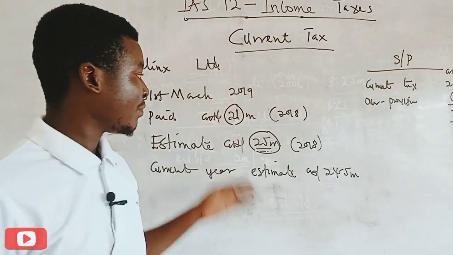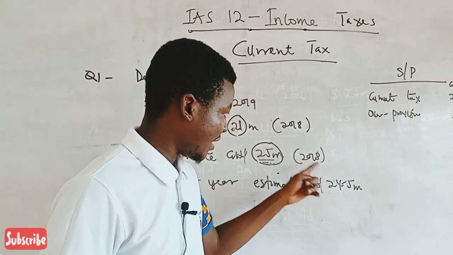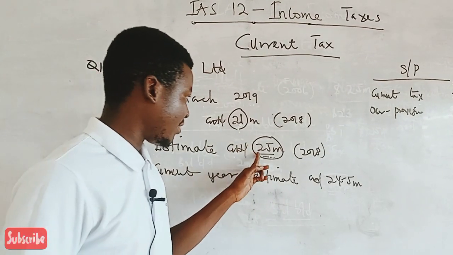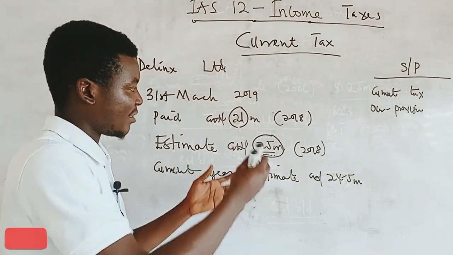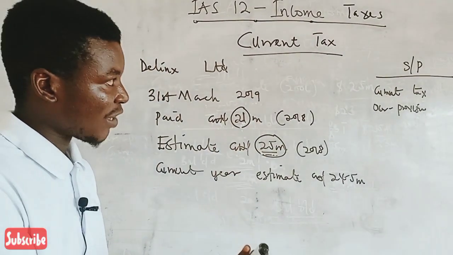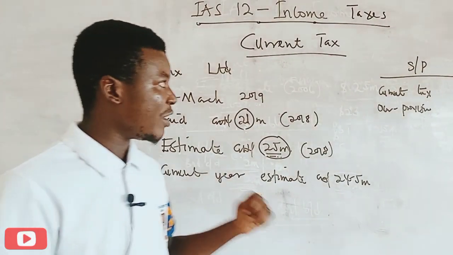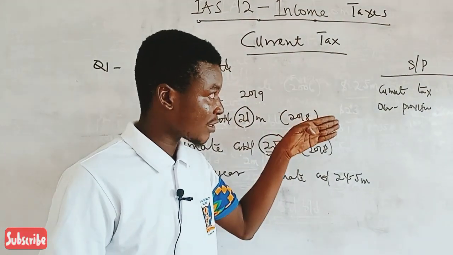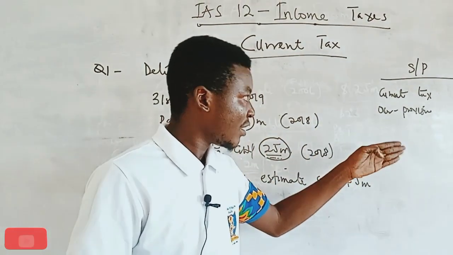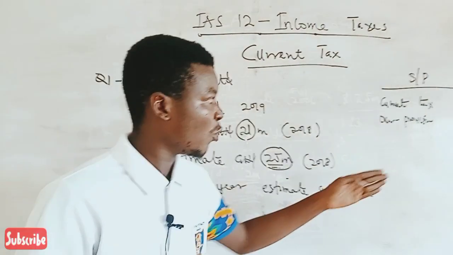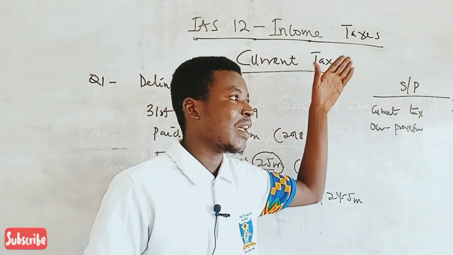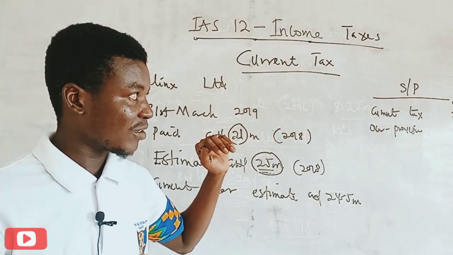So I'll take it again. There was an over provision in respect of 2018 of 4 million. How do you get 4 million? We estimated 25 million, but we paid 21 million, so we overestimated our current tax by 4 million. So in the statement of profit or loss account, the figure that will be taken there in respect of tax will be the 24.5 million, which is the current year estimate, minus the 4 million, which is the over provision. So at the end of the day, the net effect will be 20.5 million. That will be shown as a tax figure in the statement of profit or loss account.